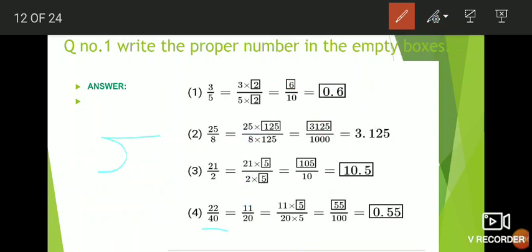And 40 is also divisible by 2. 2 2s are 4 and this 0 as it is, 2 zeros are 0. That's why 11 upon 20 here. Now here in the question they have already given that 20 is multiplied by 5. So the same number we have to multiply to the numerator also. 20 5s are 100 and 11 5s are 55. Here 55 upon 100 is there, 2 zeros are there. So count the 2 digits, 1 2, and place at the integer place. 0 we have to write at the integer place, that is 0.55.